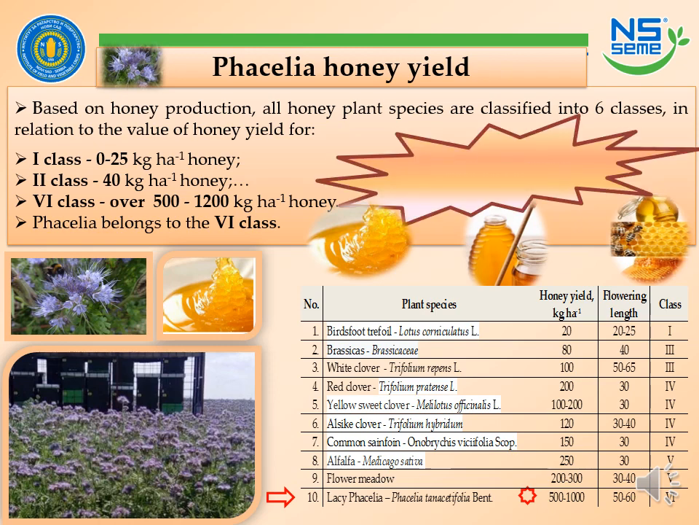Based on honey production, all honey plant species are classified in 6 classes. The first class involves plants where production of honey is up to 25 kg honey per hectare, while the sixth class involves plants with honey production from 500 to 1,200 kg honey per hectare. PHACELIA belongs to the sixth class.